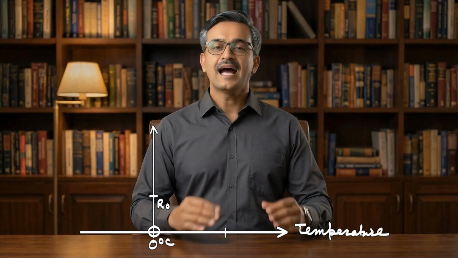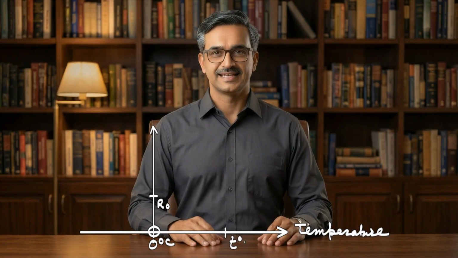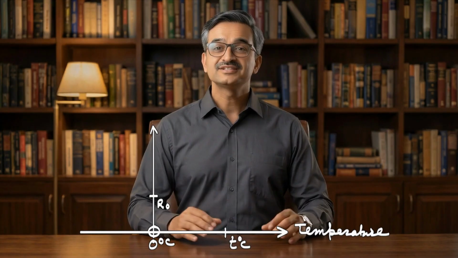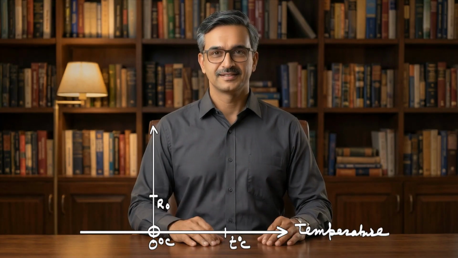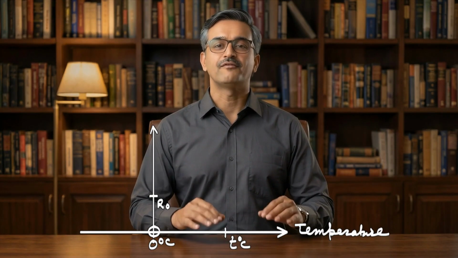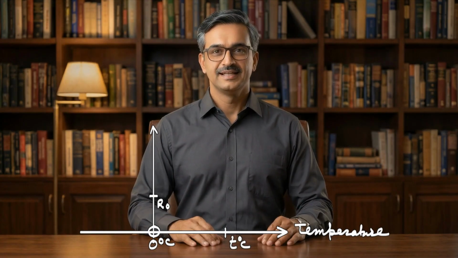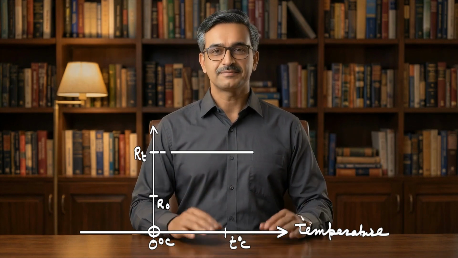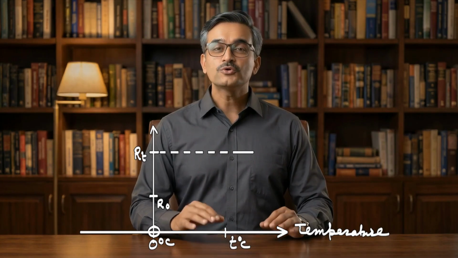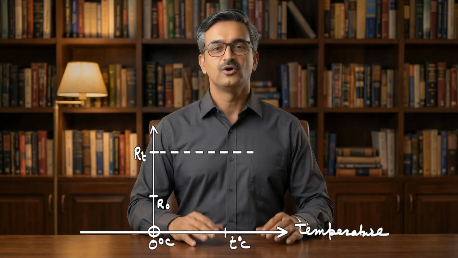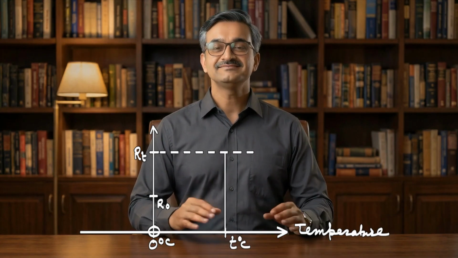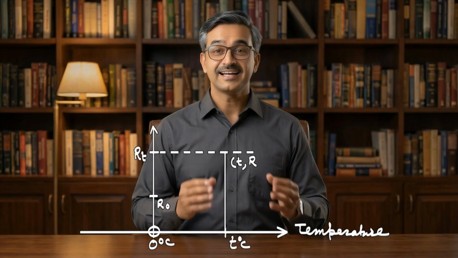Now, consider an arbitrary temperature T degree centigrade. If we heat the metallic resistor up to T degree centigrade and measure the resistance again using the same multimeter, we will get another value of resistance. And obviously, that will be greater than R0. Let us call this new resistance RT. So, this height represents the value RT. Now draw a vertical line from the point T on the temperature axis up to the height corresponding to RT. This gives us a point with coordinates T, RT.